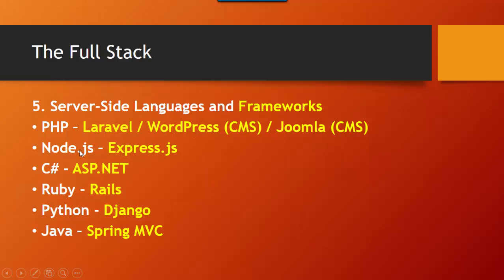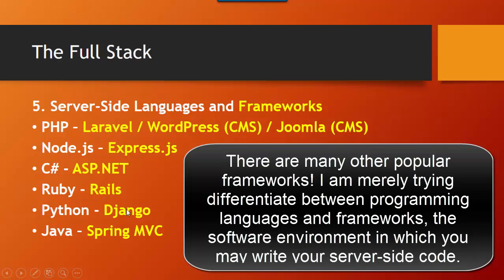One of the most popular frameworks for Node.js server-side JavaScript is Express.js. For C#, Microsoft's product, it's ASP.NET. You might have used Visual Studio and ASP.NET within Visual Studio. That's a framework to help you build web applications or any kind of application faster and more consistently. For Ruby, the most common framework is Rails. For Python, you might have heard of Django, and for Java, you might have heard of Spring MVC. Again, my high recommendation is do not worry about these frameworks.